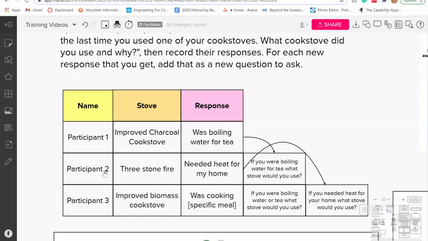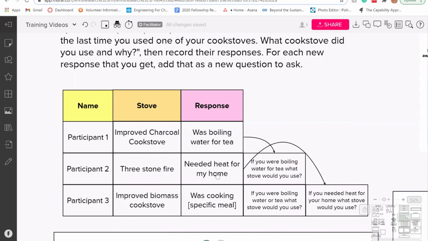So then you'd move on and you talk with participant 2 and you would say the same thing. Think of the last time you used one of your cook stoves. What cook stove did you use and why? And let's say they used their 3-stone fire because they needed heat for their home. So that opens up, again, another line of questioning. Why didn't they choose to use another stove for this task?